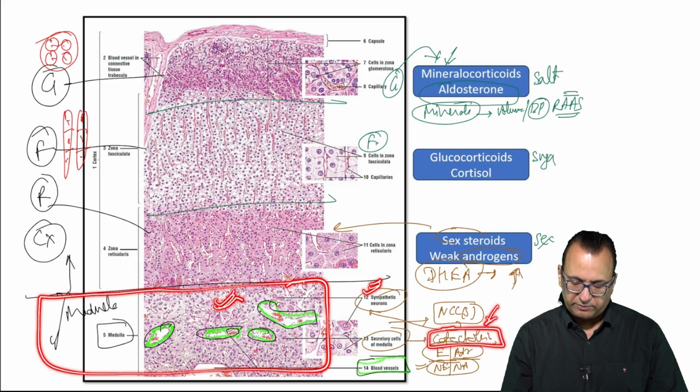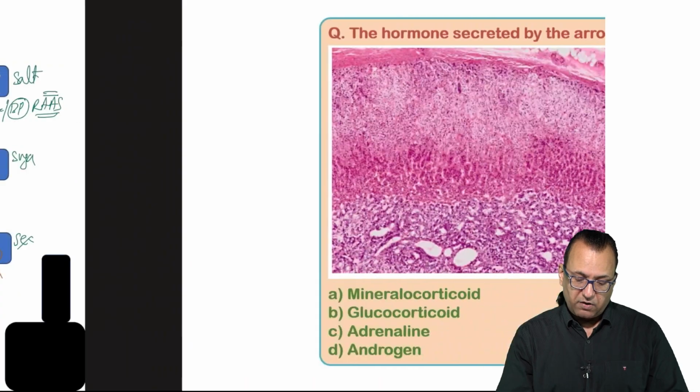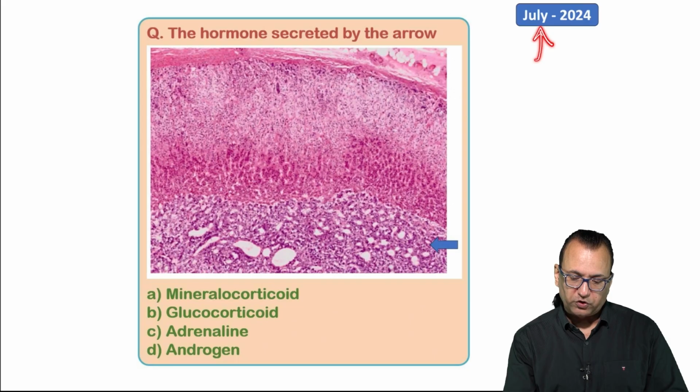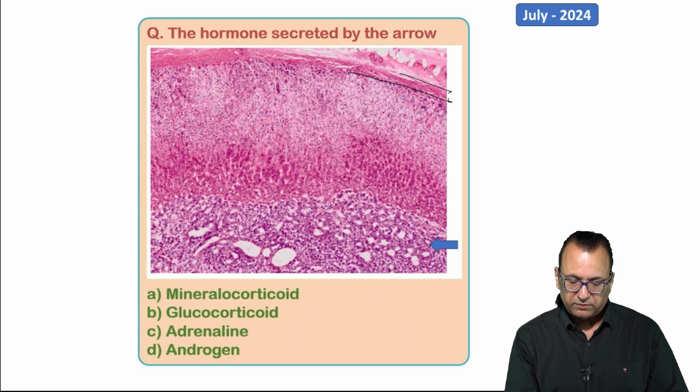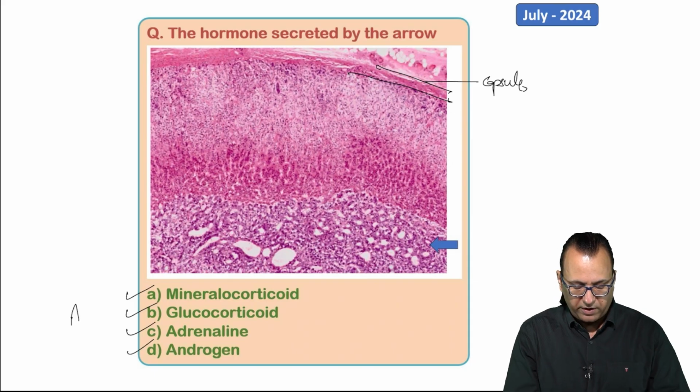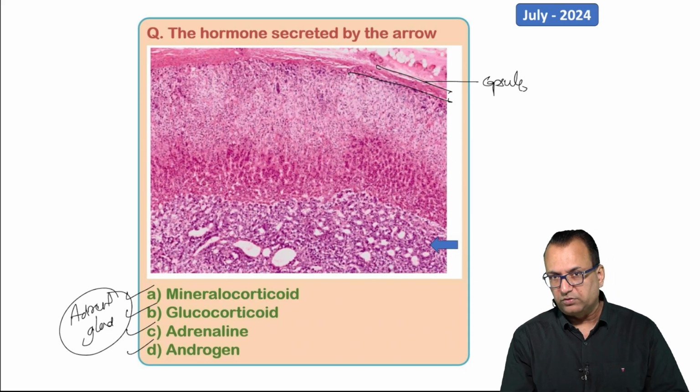All of these are MCQs. Now, this is a July 2024 question: hormones secreted by the arrow marked region. If you look at that arrow mark, first of all, you see this is the capsule. You should always read the options: mineralocorticoid, glucocorticoid, adrenaline, androgen. You know that it is something about the adrenal gland, and in the adrenal gland you will have a capsule, collagen fibers.